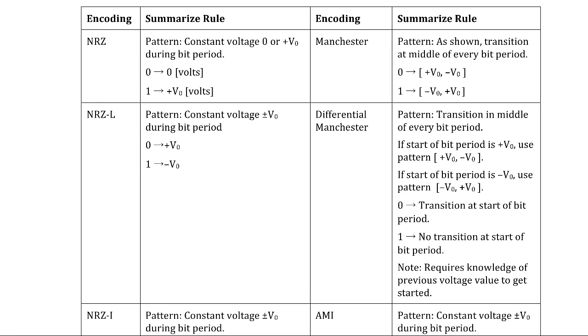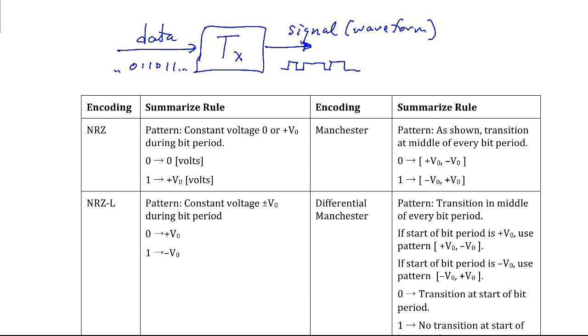Okay, in this video I'm going to give some examples of applying the rules for the various types of digital encoding schemes. And basically the idea here is that we've got our transmitter here, and this is an important part of what the transmitter does: it takes its data as input and creates a signal or a waveform as output. The signal is typically some voltages going up and down.